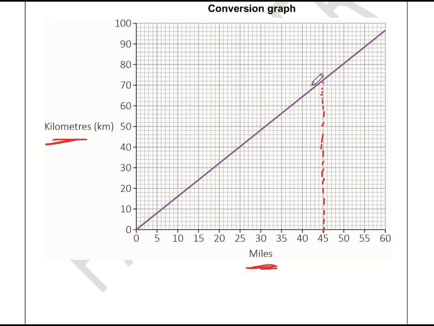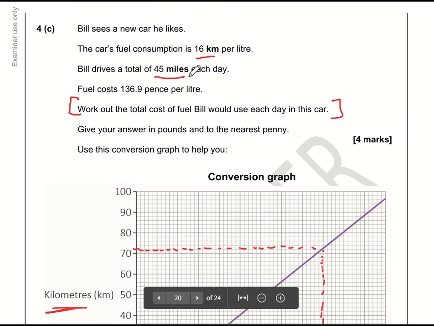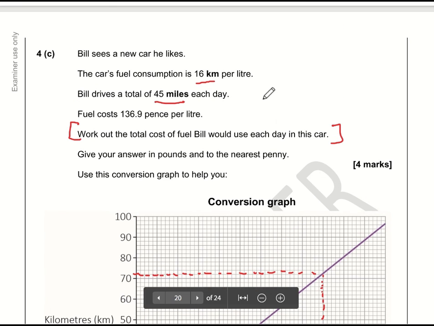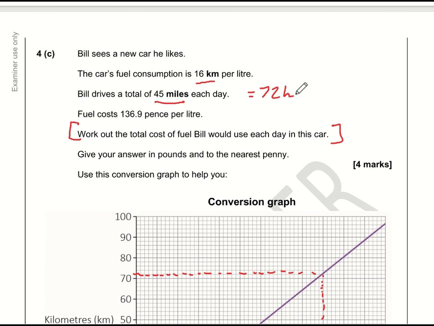It looks like it's one square above the 70, so it's a lot easier if you use a pencil and a ruler, and the examiners will be expecting to see these lines. So we're going up in 2, 0, 2, 4, 6, 8, 10, so this is 72 kilometres. So 45 miles, that is 72 kilometres. Now, for each litre, the car can travel 16 kilometres. So if we're travelling 72 kilometres, how many litres of fuel will be used?